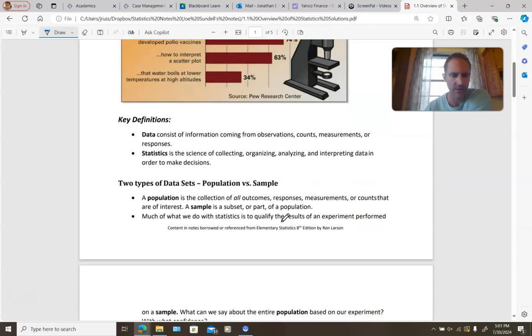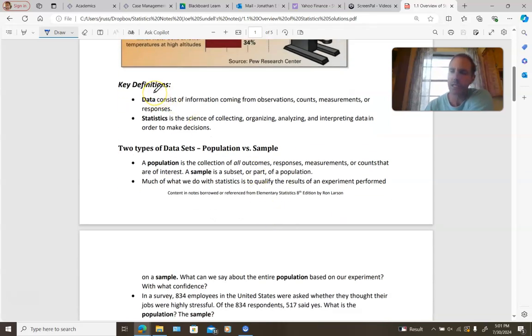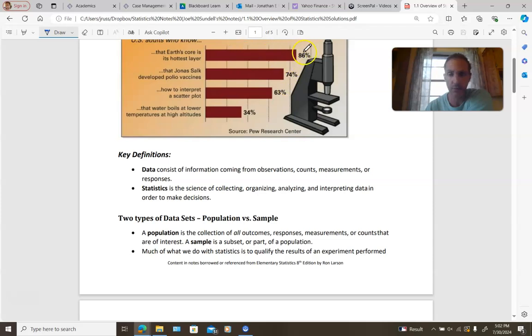All right, so let's look at some definitions. The first one is data. So I know you guys have heard of this. Data consists of information coming from observations, counts, measurements, or responses. So the data in this previous example would be that roughly 86 people out of every 100 knew that the Earth's core was actually its hottest layer. But data can be many different things, guys. Data could be an individual's body temperature. It could be a score on an exam.